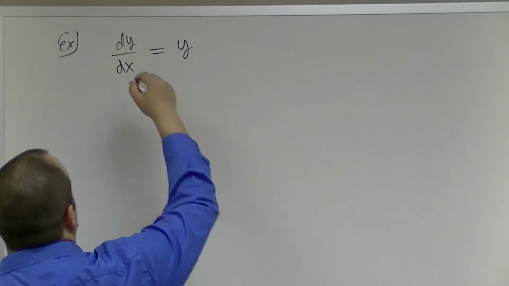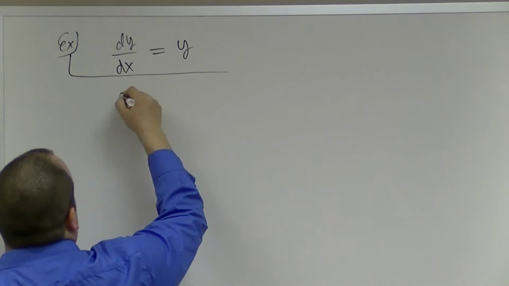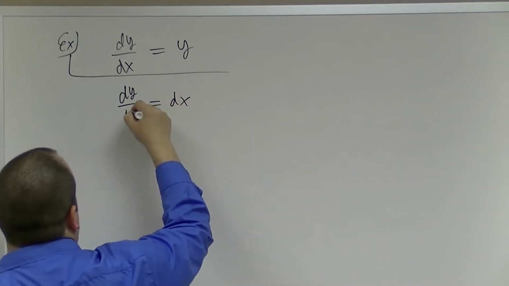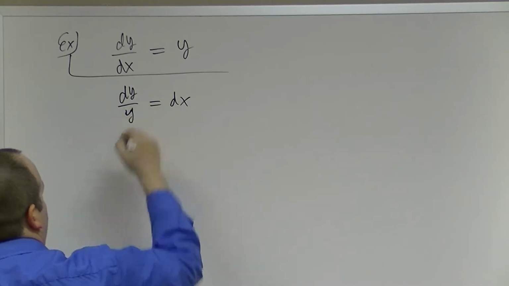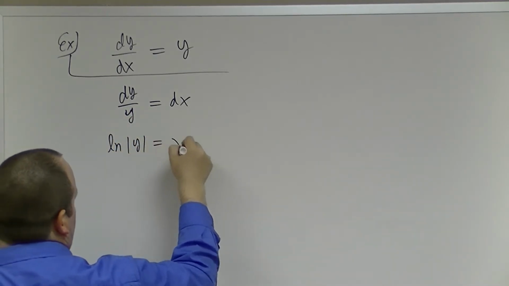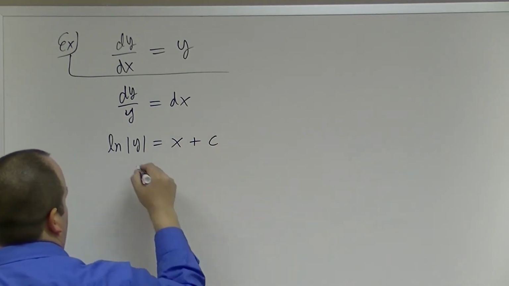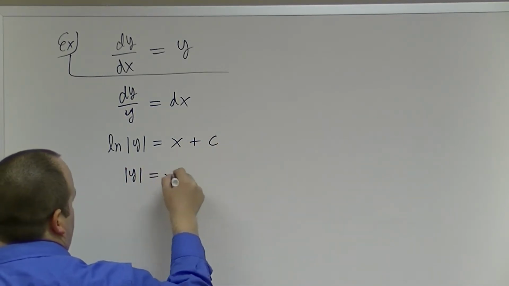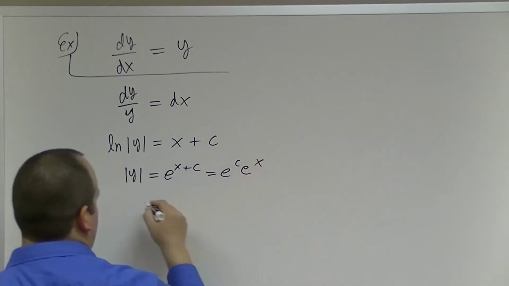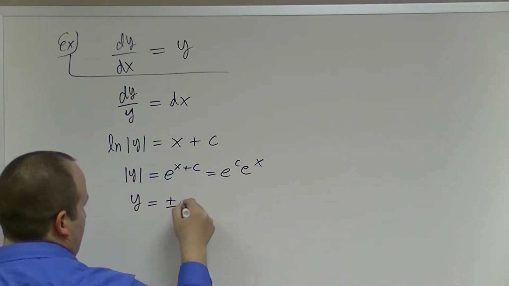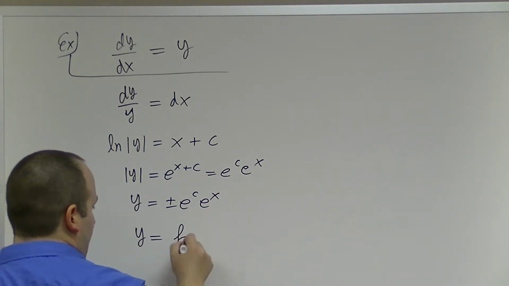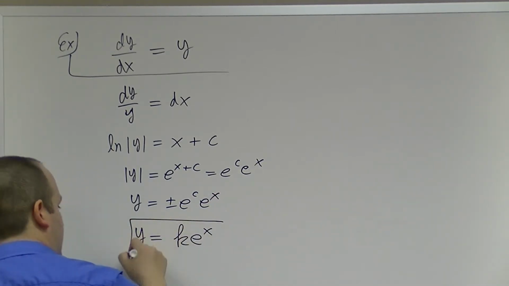Separate variables. dy over y equals dx, right? Integrate both sides. Natural log of the absolute value of y is equal to x plus a constant. That gives me that the absolute value of y is equal to e to the x plus c, which is equal to e to the c times e to the x. So y is equal to plus or minus e to the c times e to the x. Therefore, y is equal to some constant k times e to the x. There you go. That's the general solution.